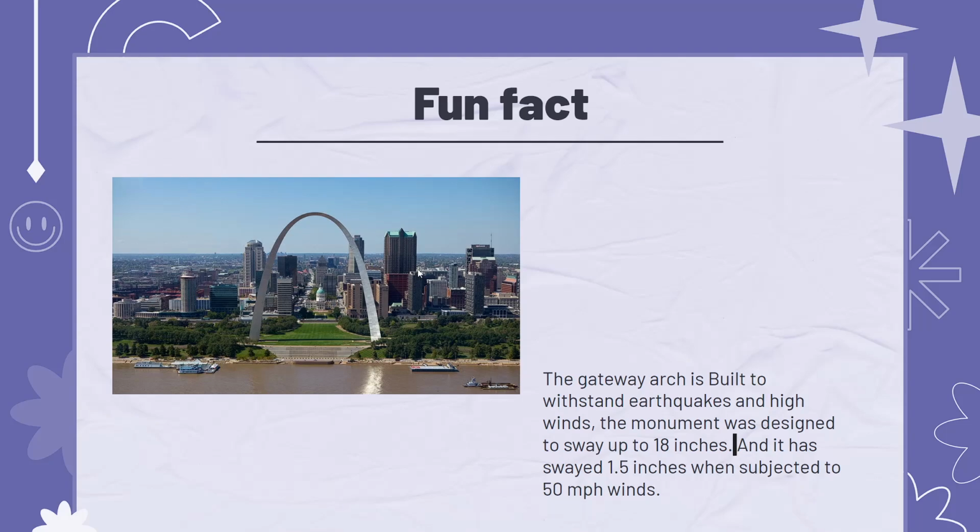Fun fact, the Gateway Arch is built to withstand earthquakes and high winds. The monument was designed to sway up to 18 inches, and it has swayed 1.5 inches when subjected to 50 miles per hour winds.